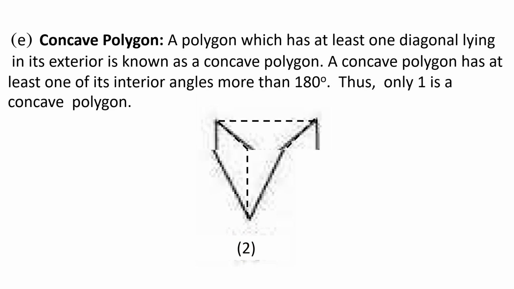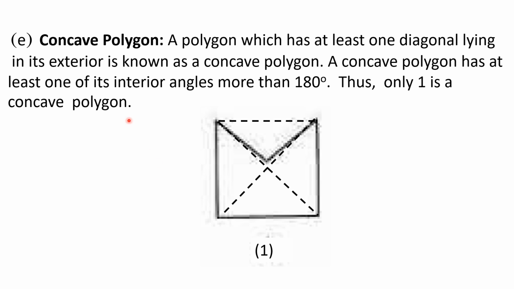Next. Now you will understand better when we talk about the concave polygon as well. A concave polygon is just the opposite of a convex polygon. A polygon which has at least one diagonal lying in its exterior is known as a concave polygon. Another way of saying this is, a concave polygon has at least one of its interior angles more than 180 degrees. So only figure number 1 is a concave polygon.